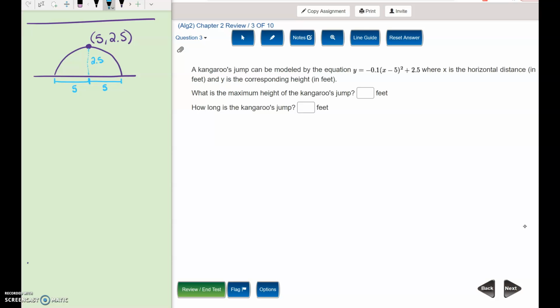So when they ask, what is the maximum height of the kangaroo's jump? They're asking you for the maximum value. The maximum value is 2.5. So this word problem is actually super simple because the equation itself tells you the maximum height. How long is the kangaroo's jump? It's 5 feet into the vertex, 5 feet from the vertex out to the other side. So the kangaroo's jump is 10 feet long.